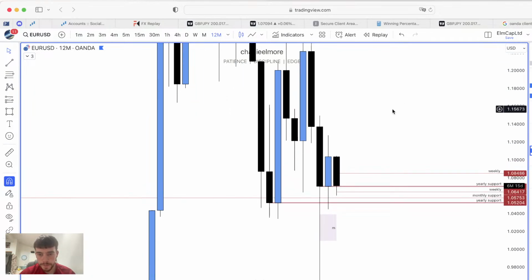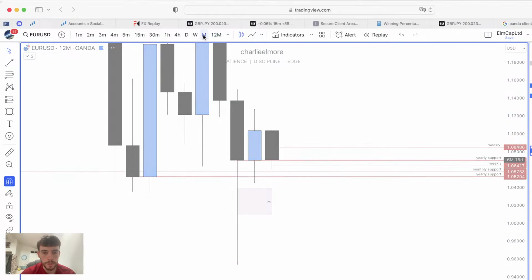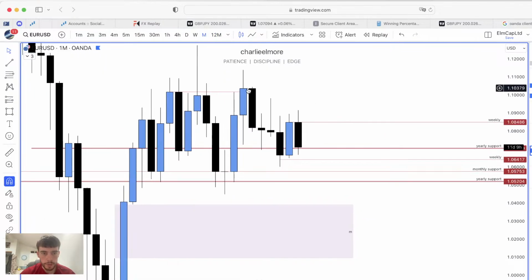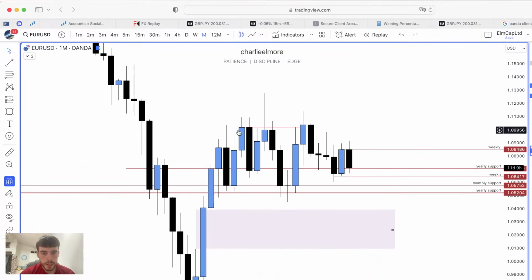So what we've done, we've wicked into this yearly support, so the close and then the open of this candle. So this was the 2023 open and close, the 2022 open and close. So on the monthly, we've also wicked into that as well. That was last year. We've wicked into that yearly support. So on the monthly, I know there are lines everywhere at the moment, but one thing to keep in mind is the fact that this high was closed above.